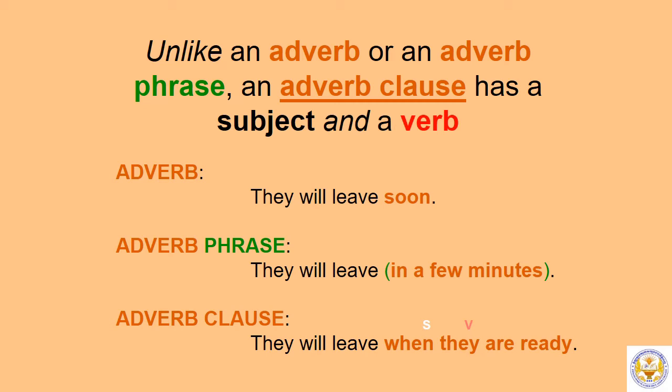They will leave soon. So we have soon as an adverb. They will leave in a few minutes. We have a prepositional phrase that works like an adverb phrase. They will leave when they are ready. So we have when they are ready here as an adverb clause that begins with the subordinating conjunction when, and this adverb clause tells the time that they will leave.